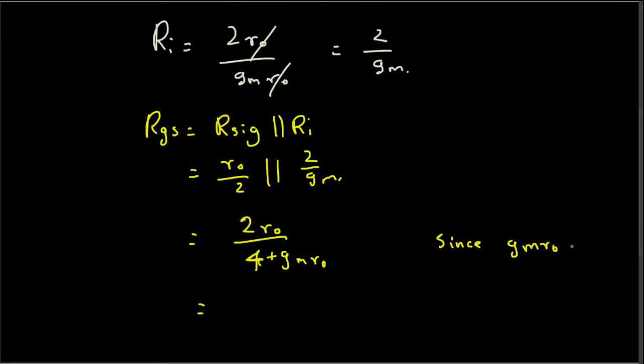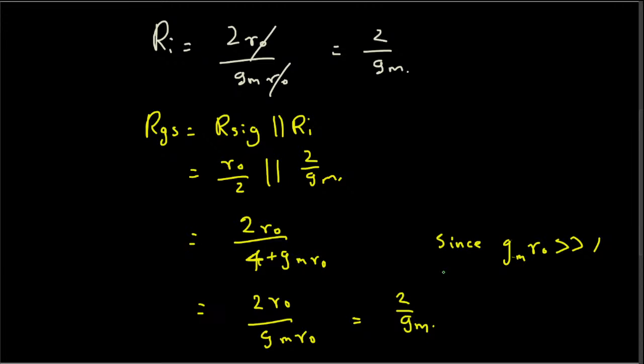Since gmro is much larger than 1, we can say this is 2ro over gmro. Then here also RO cancels, so this becomes 2 over gm. So this is our RGS expression. And what else do we need?